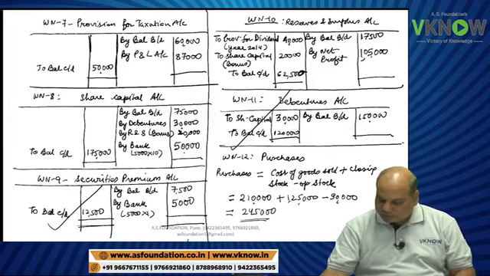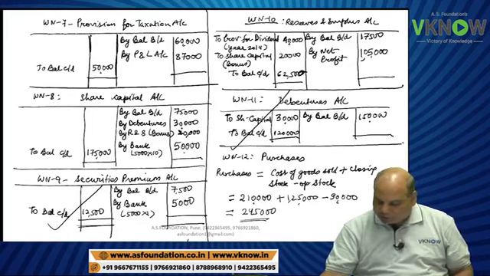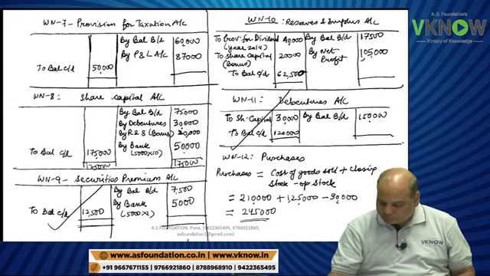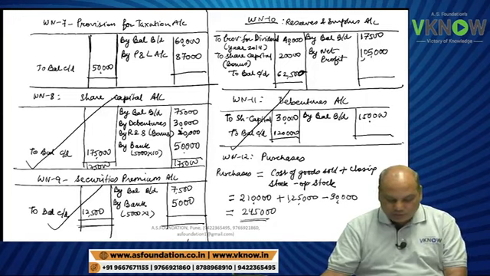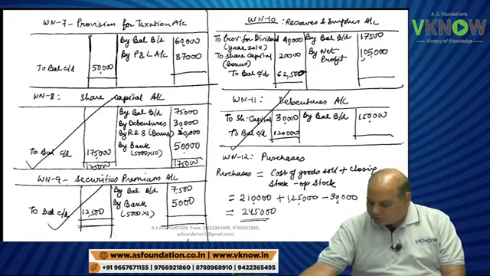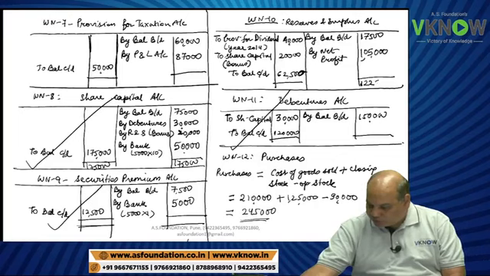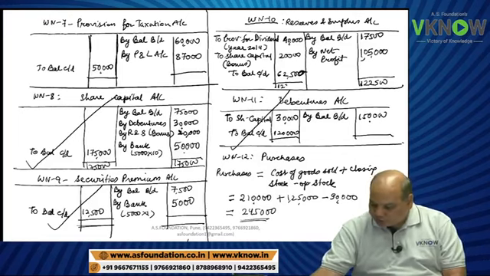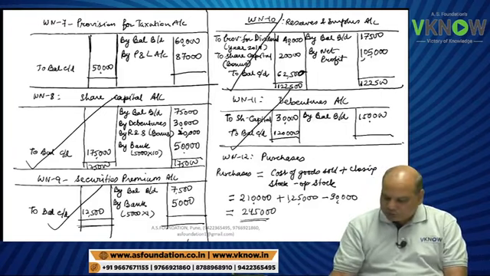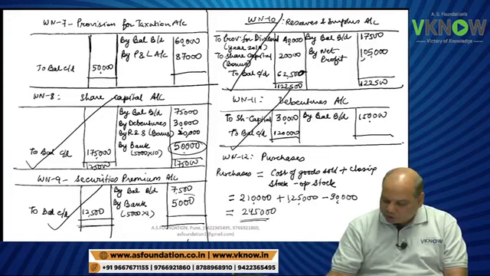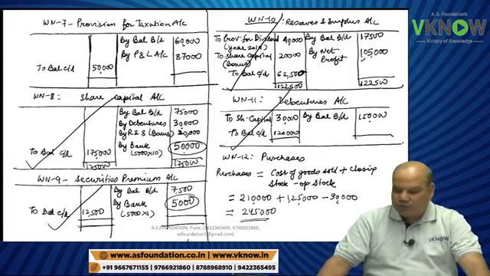Okay. And check whether share capital account is also tallying. This is also tallying. Check whether reserve and surplus is tallying. Reserve and surplus, this is 122,500 and this is also 122,500. This is also tallying. So I have to write the entry for issue of share, 55,000.